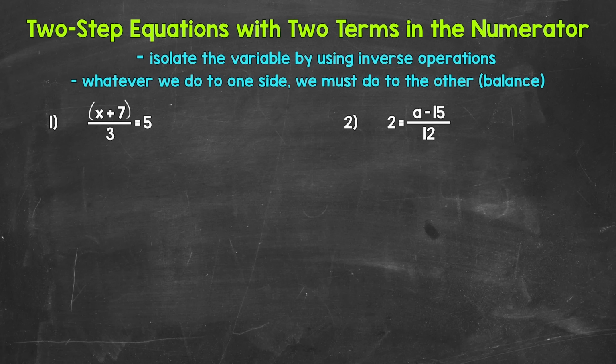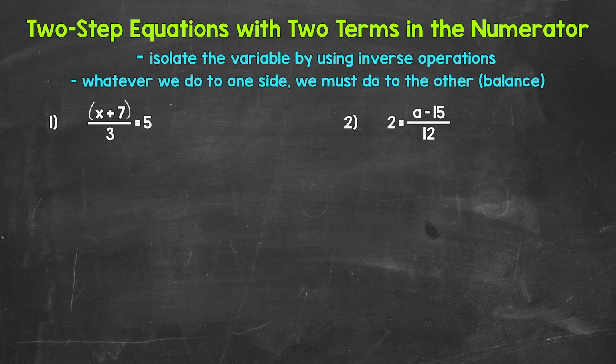Now we need to isolate that variable of x by using inverse operations. And we're going to go in the reverse order of operations. We have addition and division here. But the addition is grouped, it's in parentheses, and then we have division. We need to undo the division first.